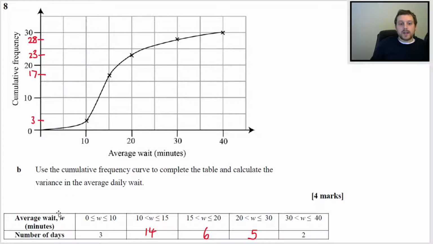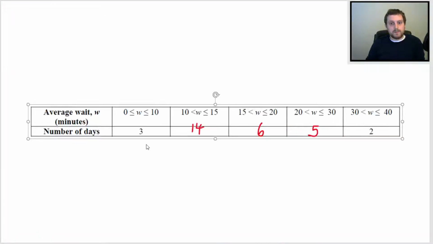And then it says we want to calculate the variance in the average daily weight. So let me just take a screenshot of this and I'll quickly answer this question.